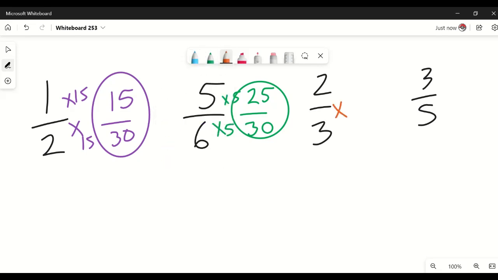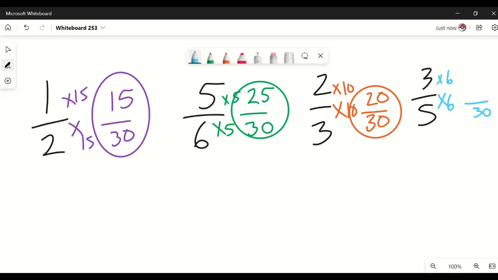3 will need to be multiplied by 10 to make it 30. 2 will also be multiplied by 10, making this 20 out of 30. And last but not least, my 5 will need to be multiplied by 6 to make it 30, which will also be what I will be multiplying my 3 by to make this 18 out of 30.